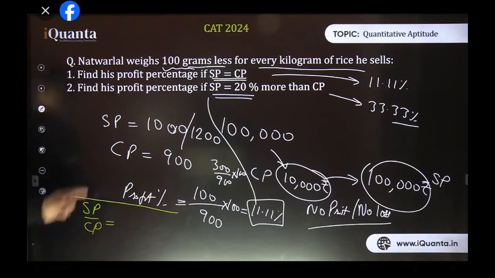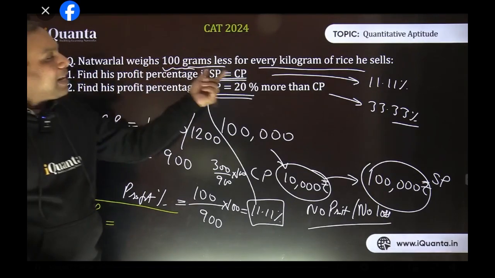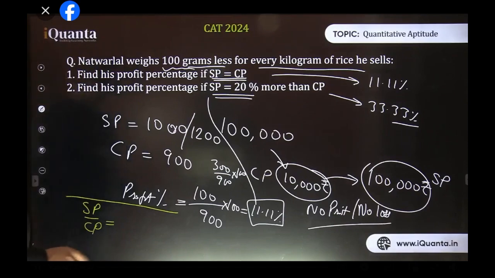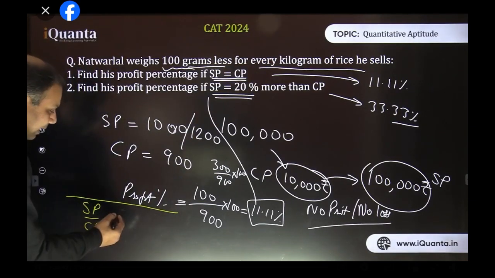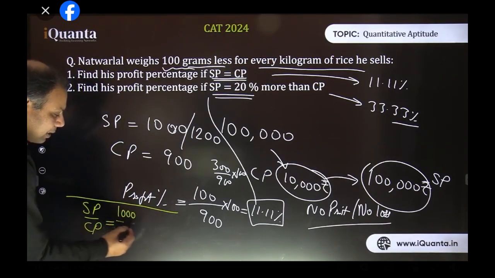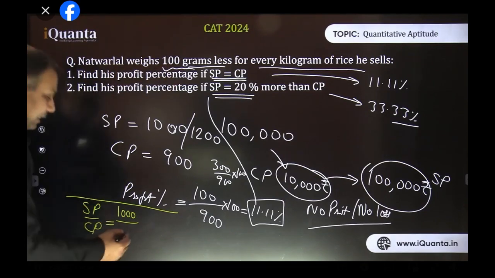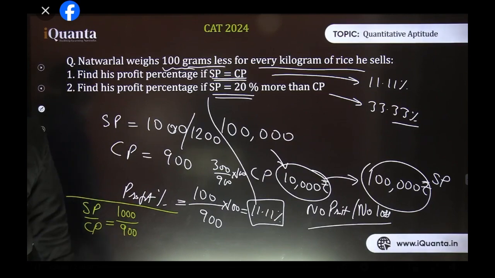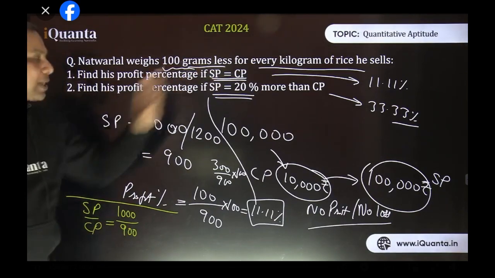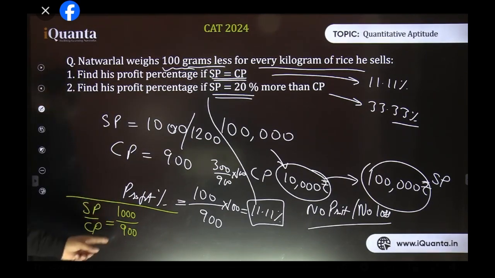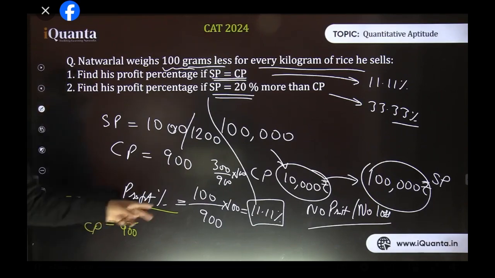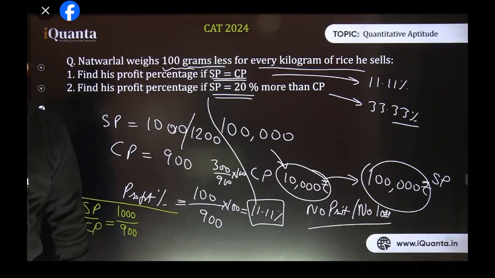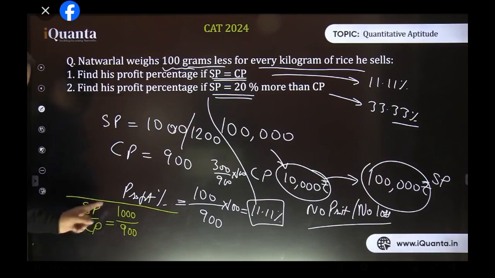Okay, see here, in this first part, I'm using that SP CP ratio. So, Natwar Lal weighs 100 gram less for every kilogram rice he sells, right? So 1 kilogram rice वो sell कर रहा है, so he is charging 1000 rupees, but he is weighing 100 gram less. That means his cost incurred is 900 only. Exactly same way as we did earlier, right? So that becomes the ratio. If SP is CP, there is no other profit involved. So this 10 by 9 is the ratio of SP to CP, that is 1 by 9 or 11.11% is the profit. That was the first part. Is it fine? Is this ratio part clear?